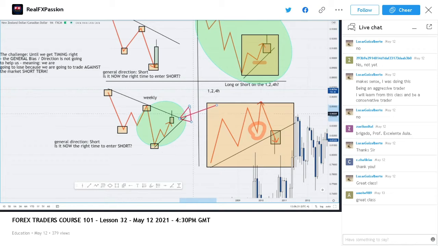What about the weekly? Compared to the monthly, we have a bearish candlestick formation. Is now the right time to go short? Everybody? Is now the right time to go short? What do you say? Yes or no? So, here we have a few rules, right? Is now the right time to go short? And here's the answer.